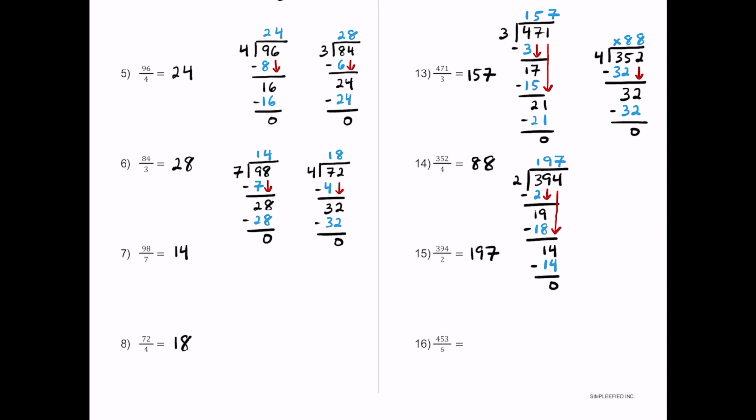For number 16, we have 453, and we're going to divide that into 6 parts. So 453, we're going to divide that by 6. 6 won't fit into 4, but it will fit into 45 7 times, because 7 times 6 is 42. If we subtract here, we have a remainder of 3. Then we can go ahead and bring down this 3 over here, and now it's 33. 6 times 5 will get us close. That's going to be 30, and we're going to be left with 3.